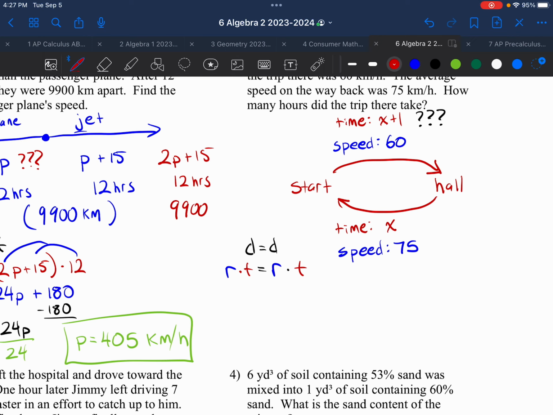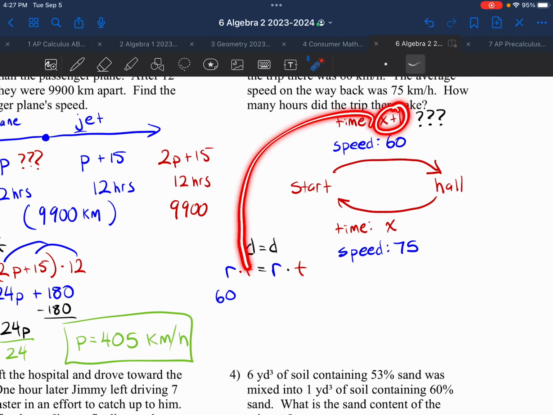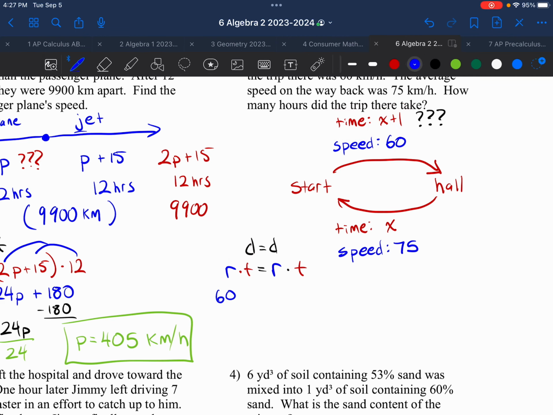And we know that one of the rates is 60, because I'm plugging in 60 into this r, and then the time was x plus 1. X plus 1 is going to go into t, so this is times x plus 1. Okay, over here, I'm going to have my other rate. My other rate was 75, so I'm going to write over here 75. This is going to be times the time x. The time is being plugged in, so 75 times x. All right, and then I essentially solve for x. And remember, at the very end, we'll add 1 to the x.